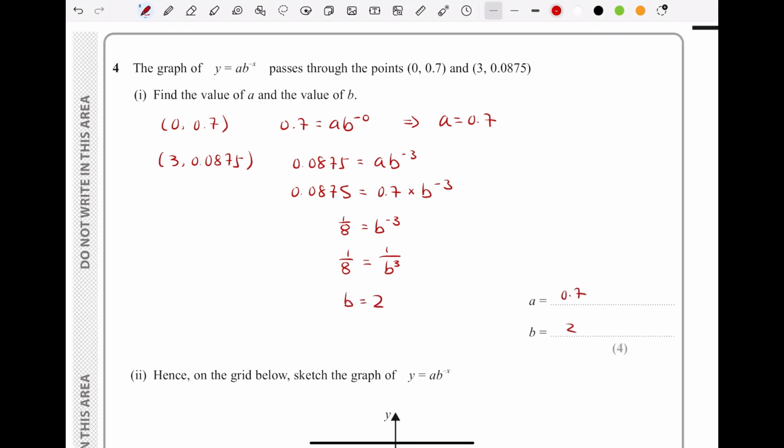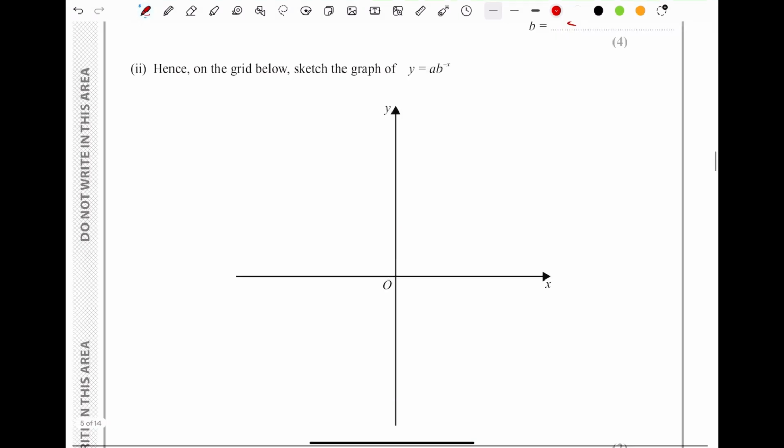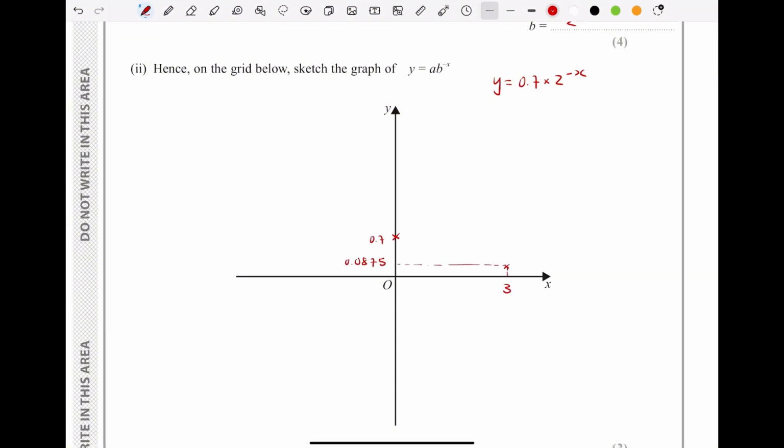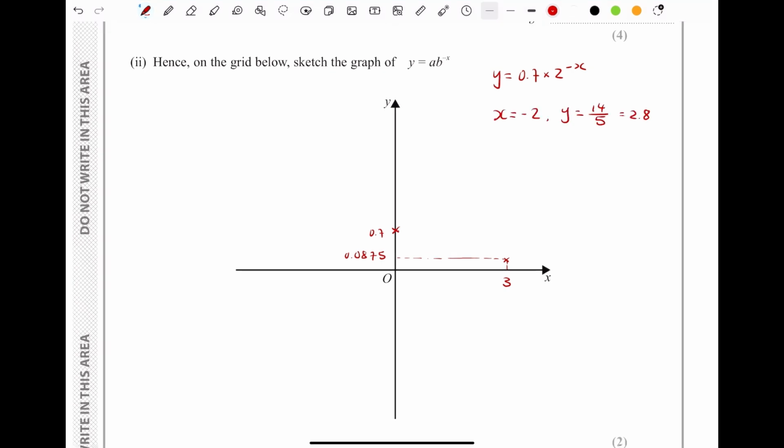Now, what we need to do is to sketch the graph. The graph is y equals 0.7 times 2 to the negative x. We know that it passes through (0, 0.7) and (3, 0.0875). What we can also do is to pick a few points and see what the curve looks like.